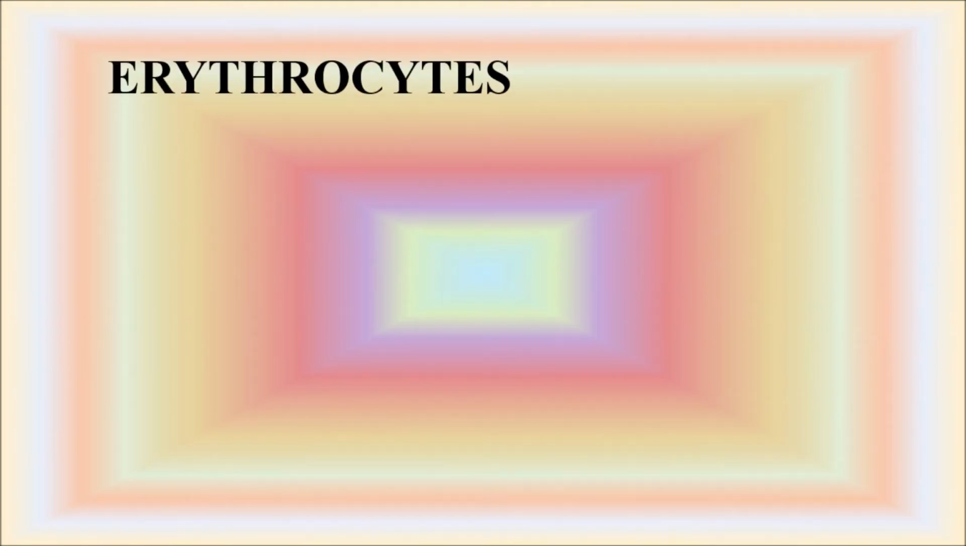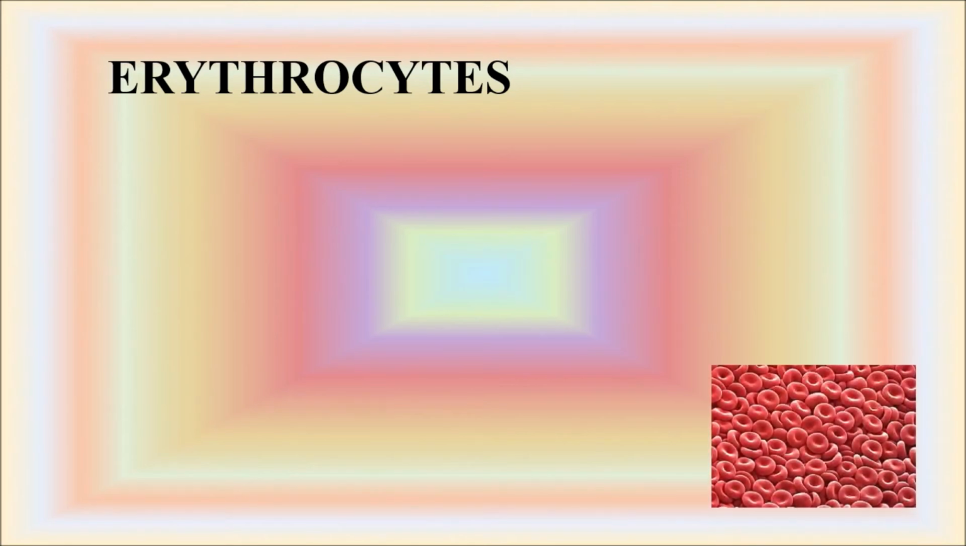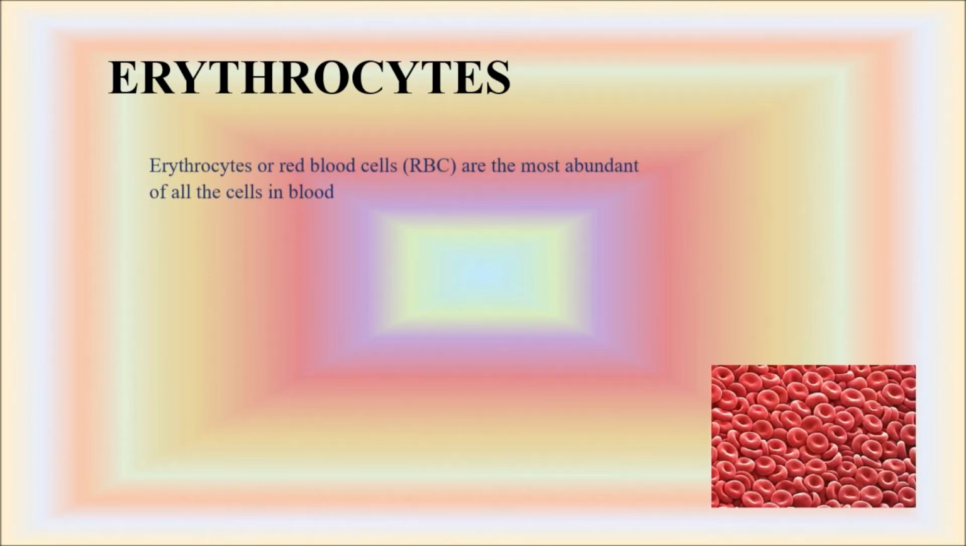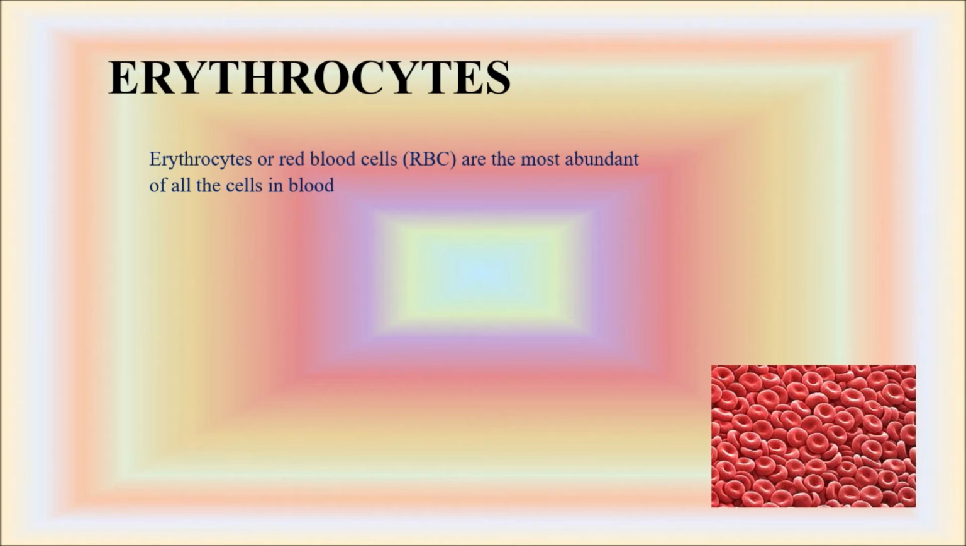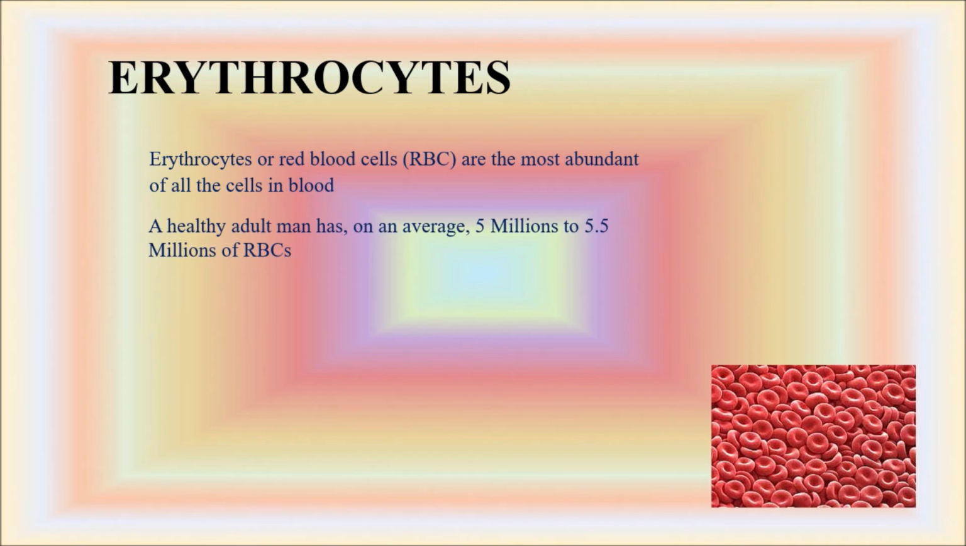Coming to erythrocytes. Erythrocytes, or red blood cells, also called RBCs, are the most abundant of all the cells in the blood. A healthy adult man has on average 5 to 5.5 million RBCs. RBCs are formed in the red bone marrow in adults.